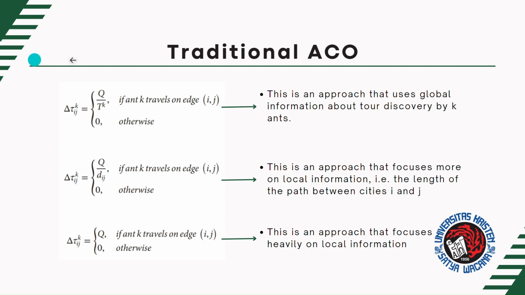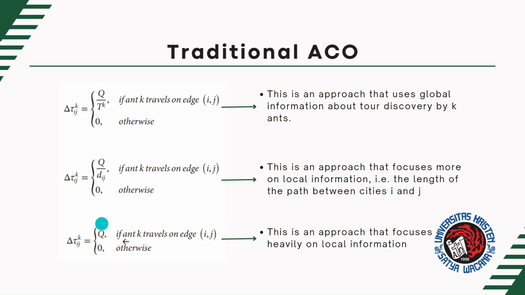So for the first one that we call the global information, this is an approach that uses global information about the tour discovered by each ant. This means that ants that discover a shorter tour will make a greater contribution to pheromone enhancement on those paths. And for the second one, this is the first local information. This is an approach that focuses more on local information, i.e. the length of the path between city i and j. This means ants will be more likely to increase pheromone on shorter paths.